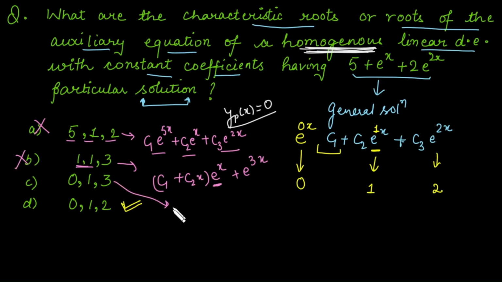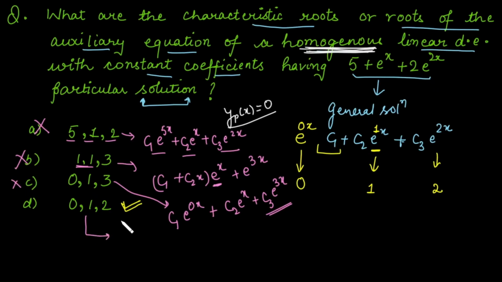According to the C option, e raised to power 0x into some constant plus C2 e raised to power x plus C3 e raised to power 3x. Now again e raised to power 3x is not a part of this one, we can discard this one.